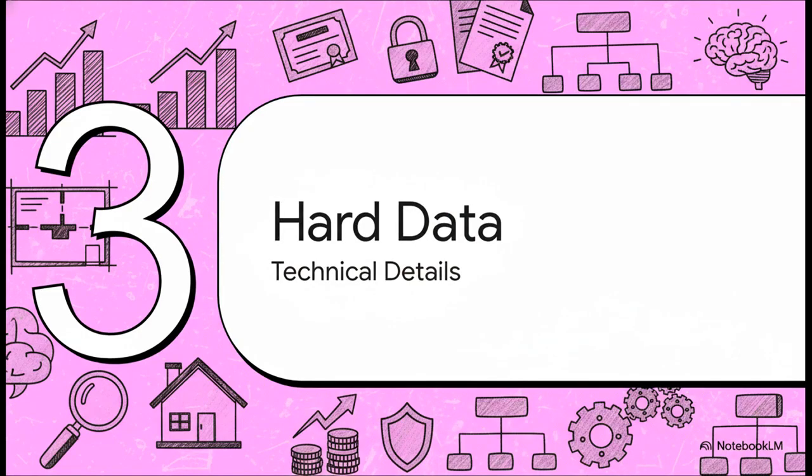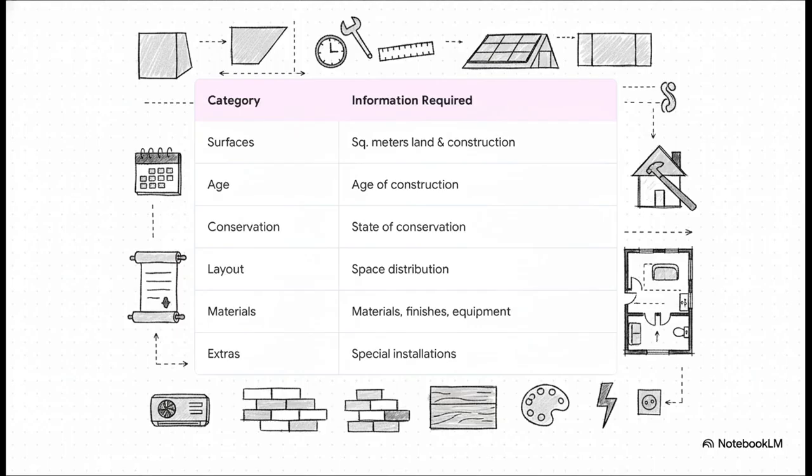All right, so once the visuals have grabbed their attention, it's time for the hard data. This section is really the heart of the data sheet. It's where you build a logical, fact-based case for the property's value. This is where you prove you've done your homework. Now, the level of detail you need here is, well, it's not up for debate. The EC0110.02 standard specifies exactly what you need to include: square meters of land and construction, the exact age of the building, its current state of conservation, a clear description of the layout, the specific materials and finishes used, and any special features. No vague descriptions, just precise data.